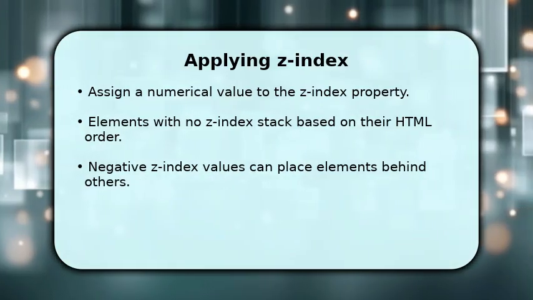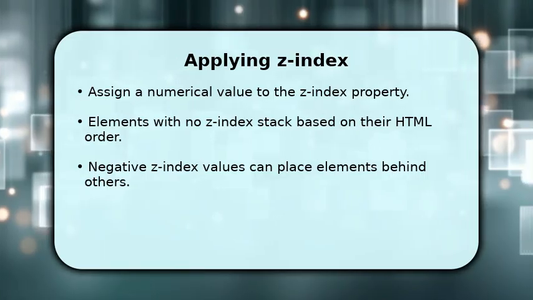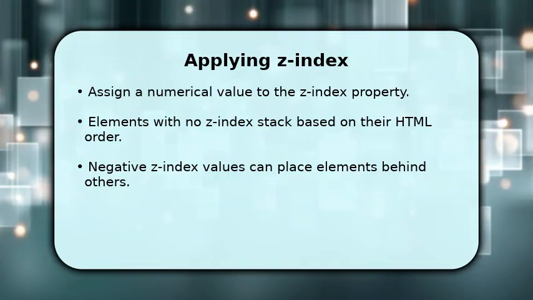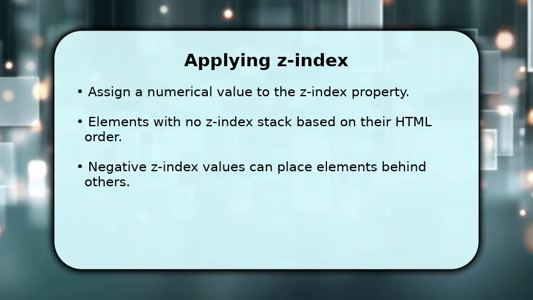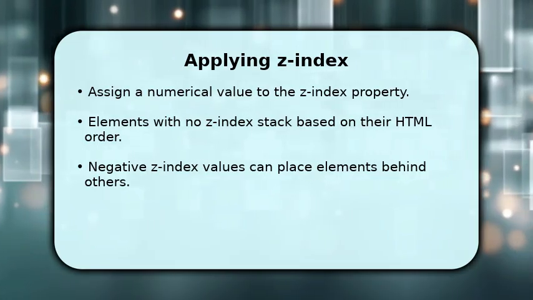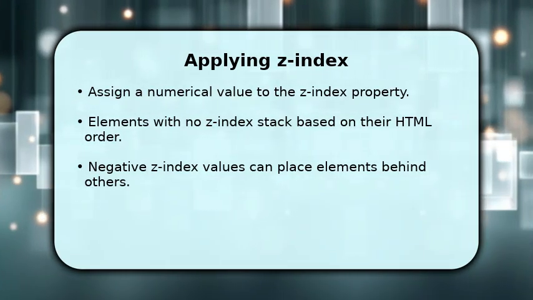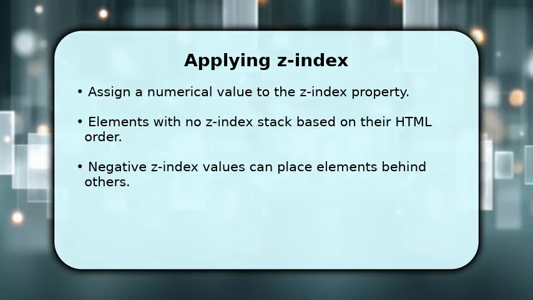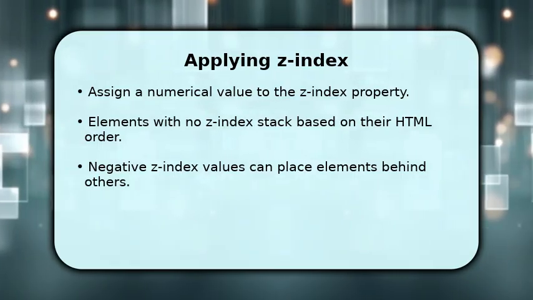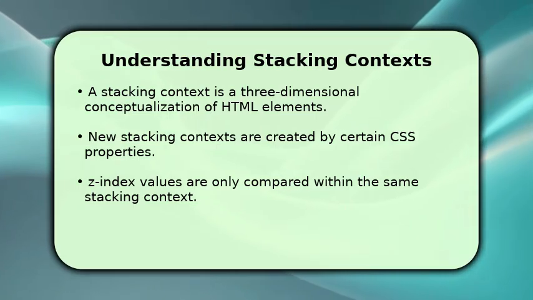Applying z-index is straightforward. You simply assign a numerical value to the property. For instance, an element with a z-index of 10 will sit above one with a z-index of 5. If elements don't have an explicit z-index, their stacking order is determined by their sequence in the HTML document. Interestingly, you can even use negative values to place an element behind its parent or other content, creating unique visual effects. Understanding stacking contexts is crucial for mastering z-index.